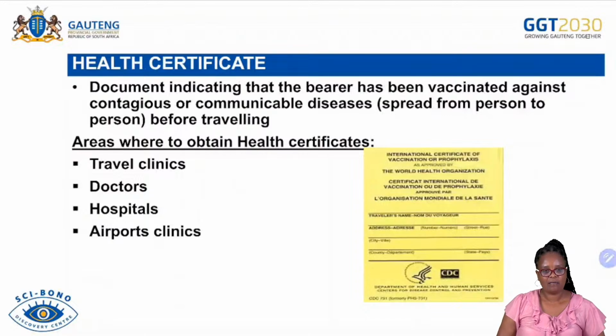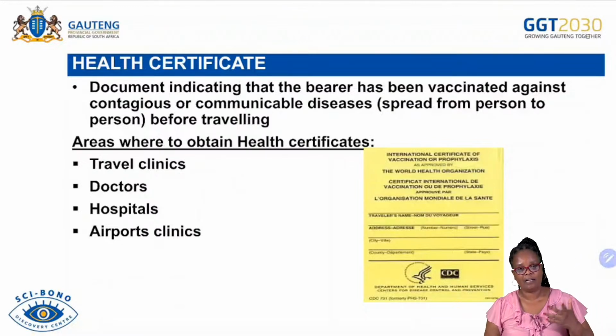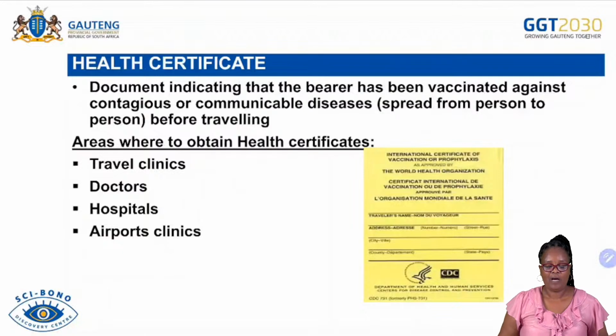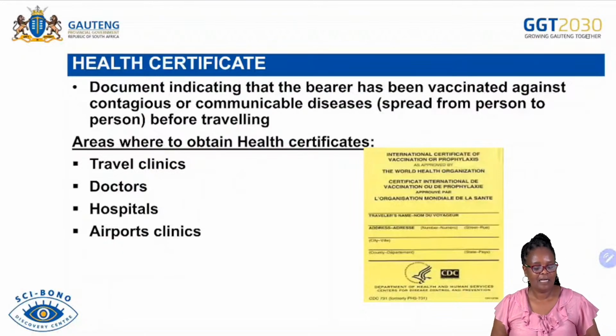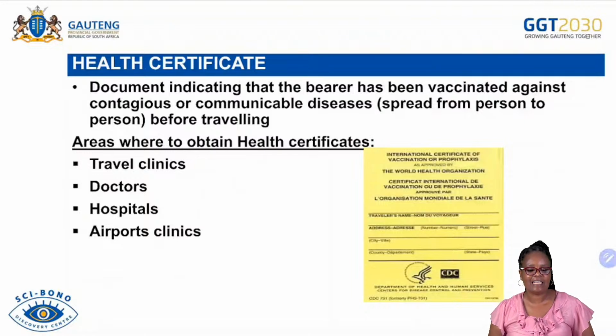The fourth one, which is the last travel document, is the health certificate. From the word health, you have to know that this one has to do with our health, the way we are. So this is a document indicating that the bearer has been vaccinated against contagious or communicable diseases.